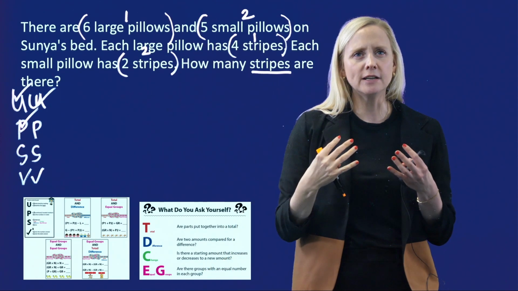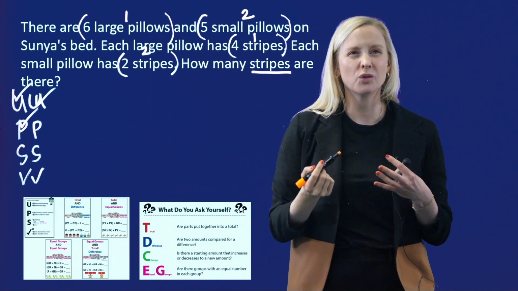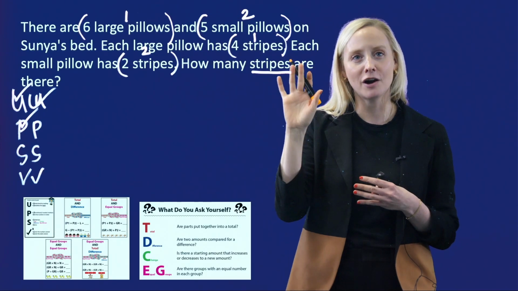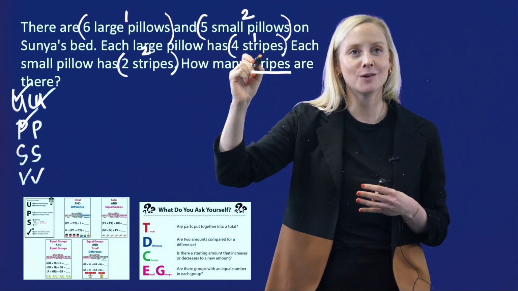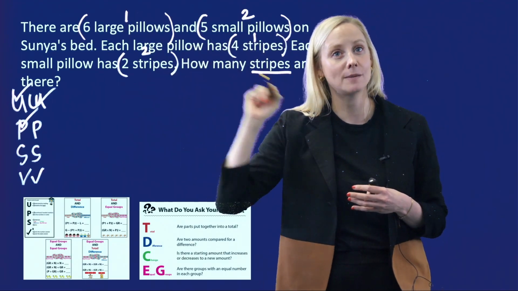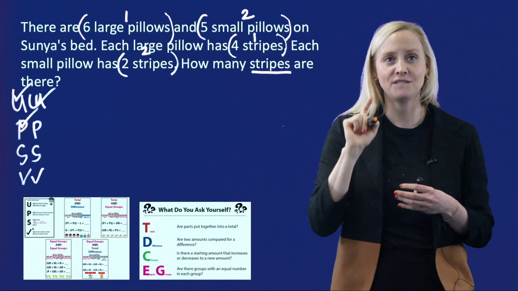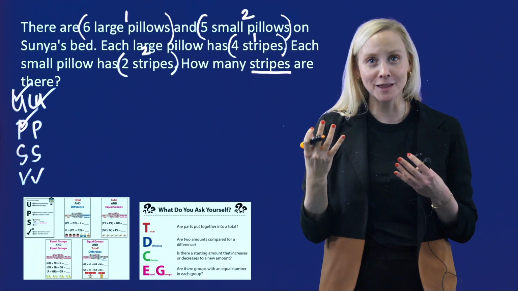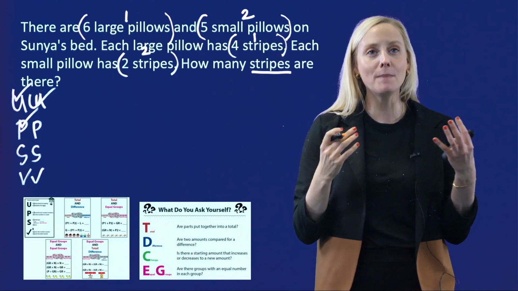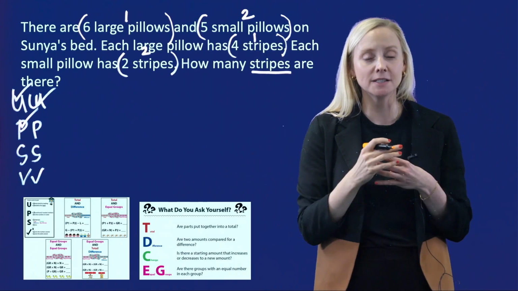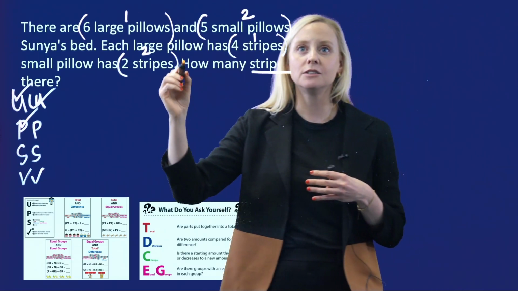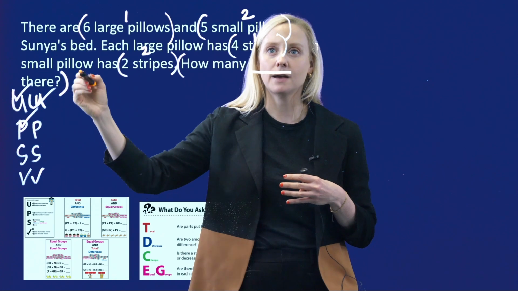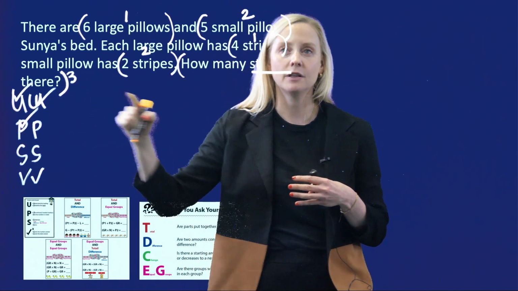So just make sure that students understand that when we're ordering numbers, it's not always 1, 1, 2. Here we have to think about the large pillows and the stripes that go with them, and the small pillows and the stripes that go with them. But I'm not finished. Once I figure out how many stripes are on the large pillows and how many stripes are on the small pillows, I have to figure out how many stripes there are in all. So what I'm going to do, even though there are no more numbers, is put parentheses around my question sentence, and I'm going to put a 3 there.